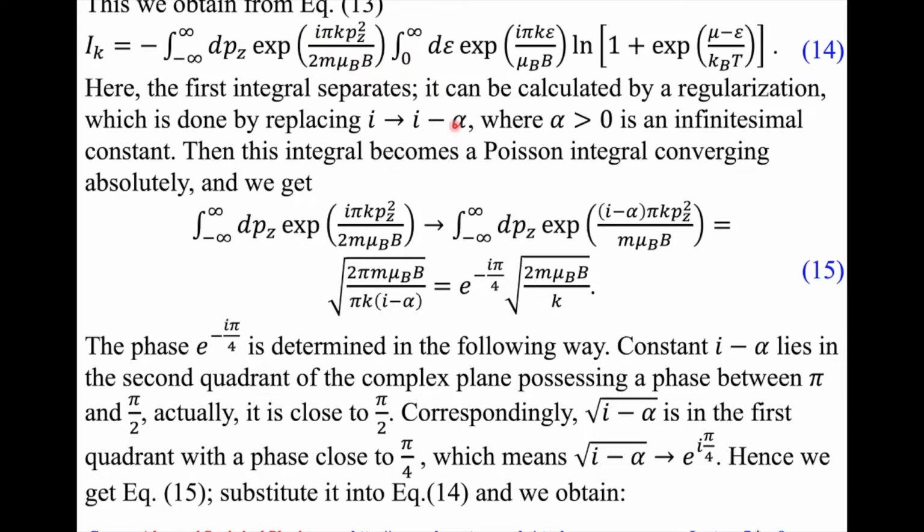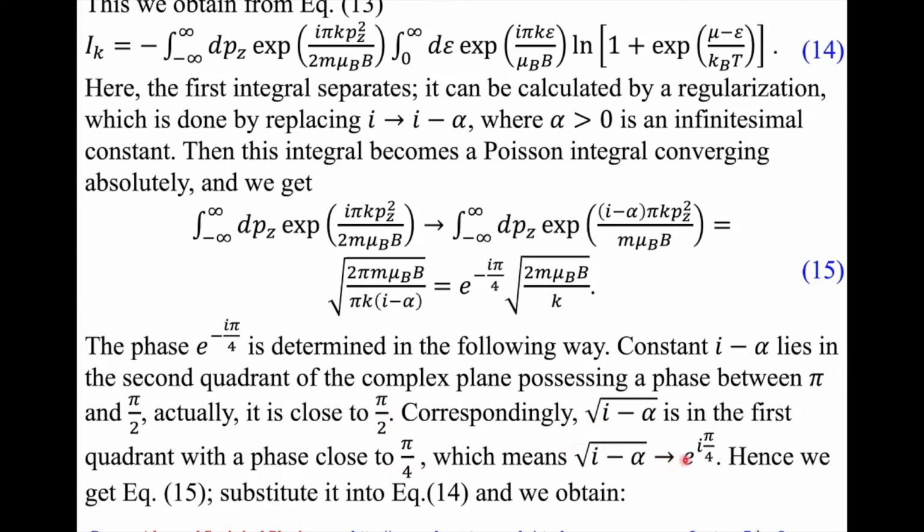Then this integral converges and becomes a Poisson integral. And this is the value of the Poisson integral. So it contains the square root of i minus alpha. And the square root of i minus alpha can be calculated the following way. This constant i minus alpha, because alpha is very small and positive, lies in the second quadrant of the complex plane. It has positive imaginary part, negative real part. In fact, this quadrant possesses phases between pi over 2 and pi. Because alpha is very close to 0, the argument is very close to pi over 2. The square root has half of the phase, so it's very close to pi over 4. So if I neglect alpha now, it gives me pi over 4.